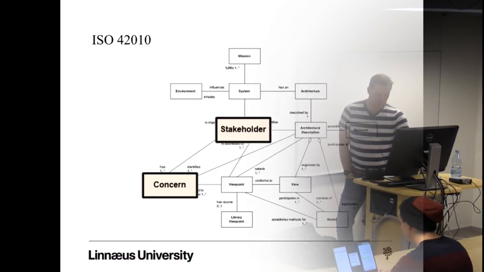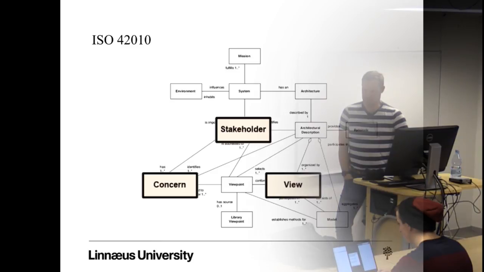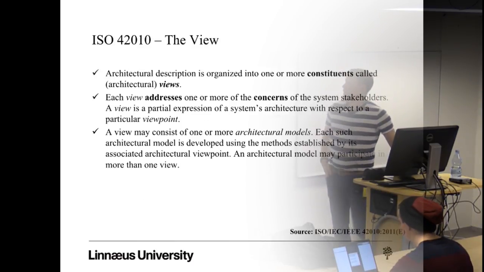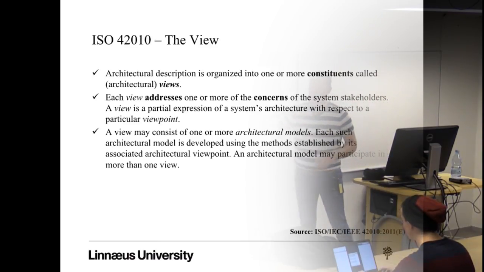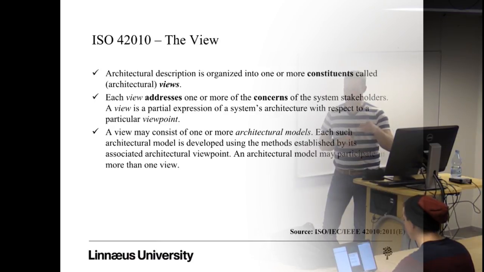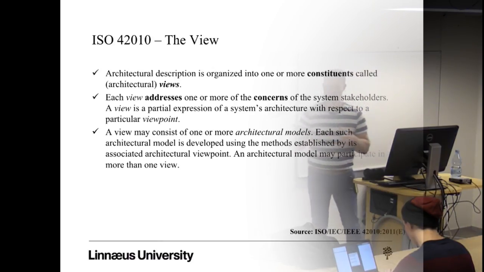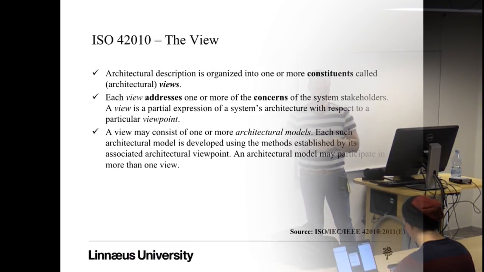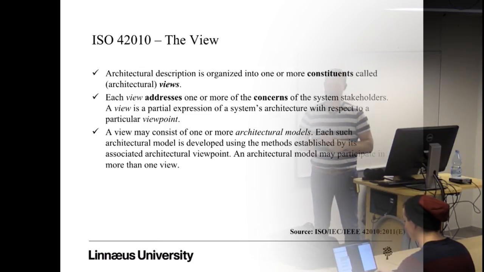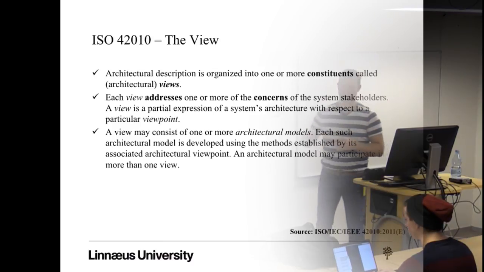So we deal with these in views. And a view addresses one or more of the concerns. We come back to this next week too, but one view can address one or more concerns. It consists of models, and a model can be everything from a very formal model, for instance a formal performance model, down to a very informal boxes and lines drawn by hand on paper. So whatever is valuable can be part of a view here.